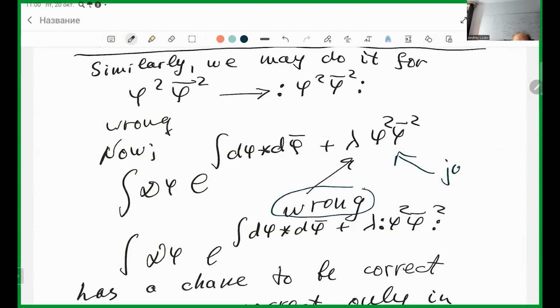This is just wrong. Okay? And it is wrong because it's based on the idea of the functional integral. And this is correct.